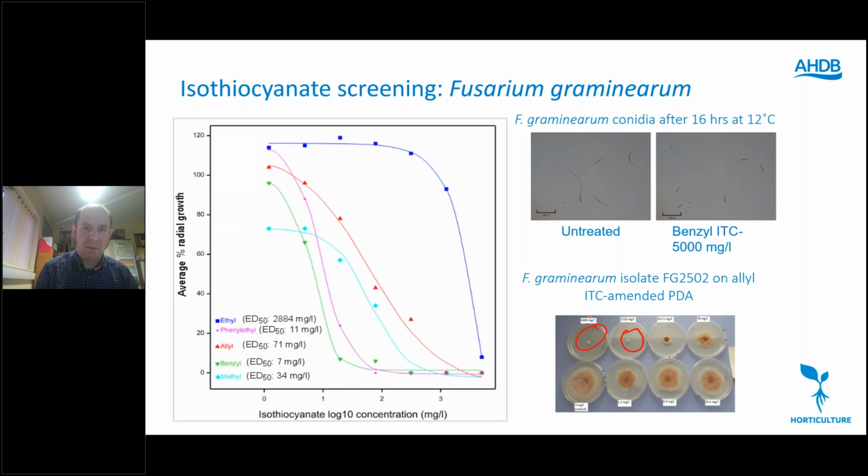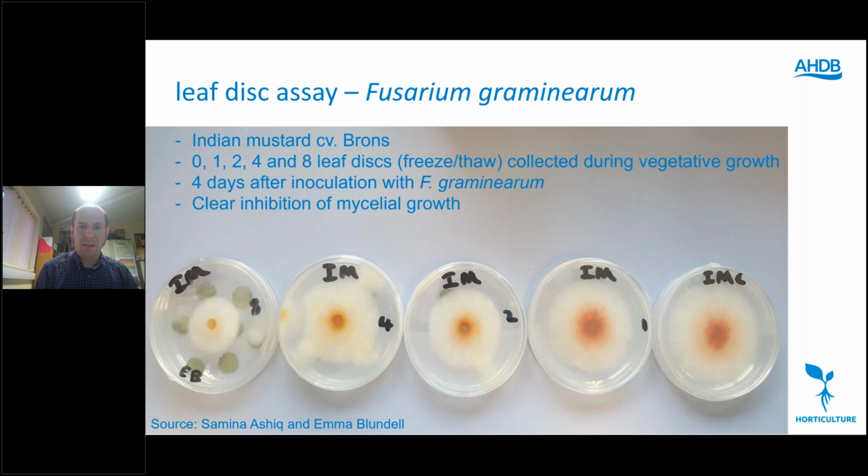And this is a slide, this isn't very empirical at all, but it's nice in that it shows you a similar radial growth experiment. So we've got Fusarium graminearum, and all we've got in these plates is different numbers of leaf discs of Indian mustard. And these leaf discs have been flash frozen and then allowed to thaw, which then in the thawing process releases all the volatile compounds.